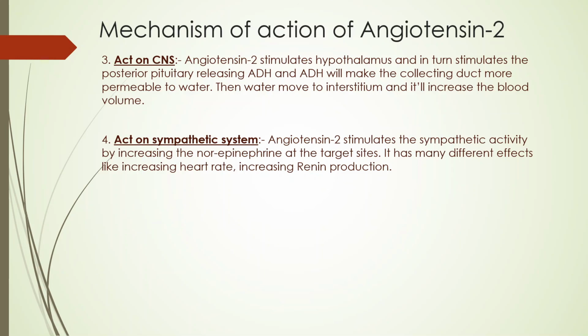And the last but not the least is when angiotensin 2 will stimulate the sympathetic activity of our body by increasing the norepinephrine release at target sites. So it can work on our heart to increase the heart rate, or work on our juxtaglomerular apparatus to increase the renin production.